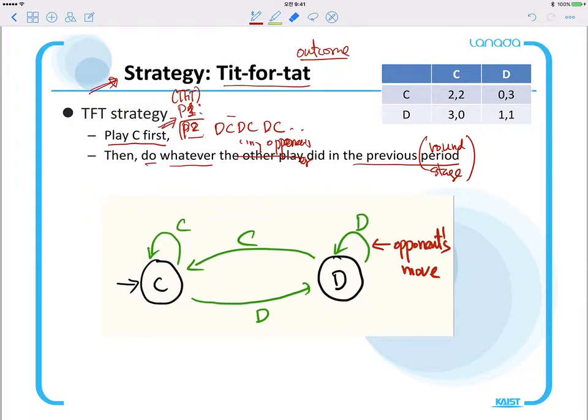How? They start by playing C, and they copy the strategy chosen by my opponent in the previous round. So I'm going to copy D, then C, then D, then C, and so on, right? And that's the outcome of the Tit for Tat strategy for this P2 strategy. I'm highlighting the notion of the strategy for the extensive form game as well as a repeated game.